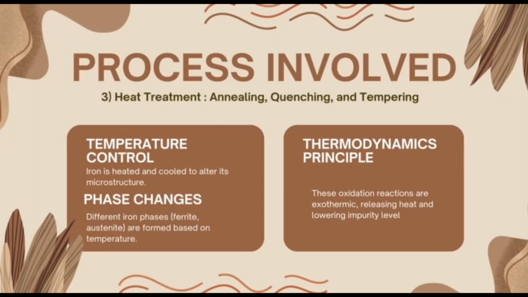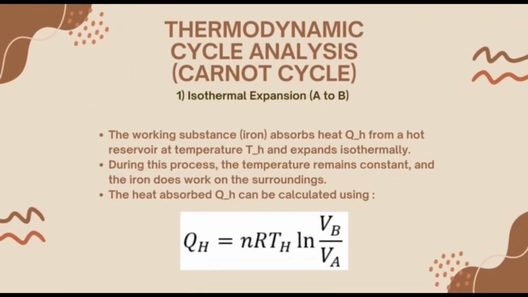The third process involved is heat treatment, which is annealing, quenching, and tempering. For temperature control, iron is heated and cooled to alter its microstructure. For the phase changes, different iron phases like ferrite and austenite are formed based on the temperature. The thermodynamic principle is that these reactions are exothermic, releasing heat and lowering impurity level. The Carnot cycle is the thermodynamic cycle analysis for iron.